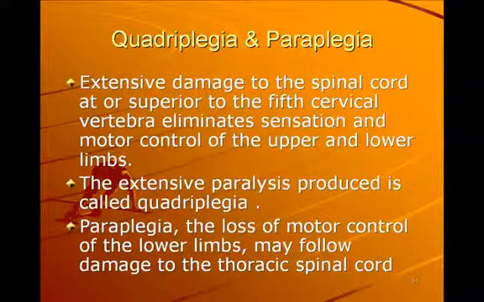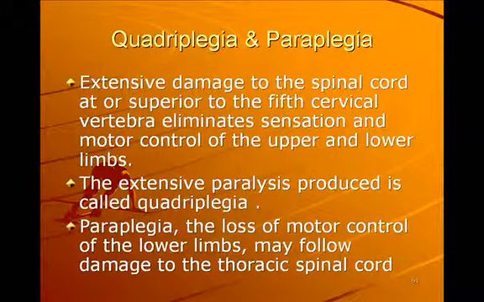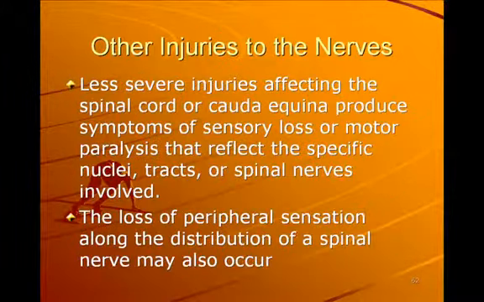Another condition, paraplegia, is the loss of motor control over the lower limbs and may follow damage of the tract below the area or in the area of the thoracic spinal cord. Damage to the cord at that level produces loss of motor control only in the lower limbs. Less severe injuries affecting the spinal cord or the cauda equina produce symptoms of sensory loss and motor paralysis and reflect specific nuclei or specific tracts of nerves that are involved. The loss of peripheral sensation, along with the distribution of spinal nerves, may also occur.